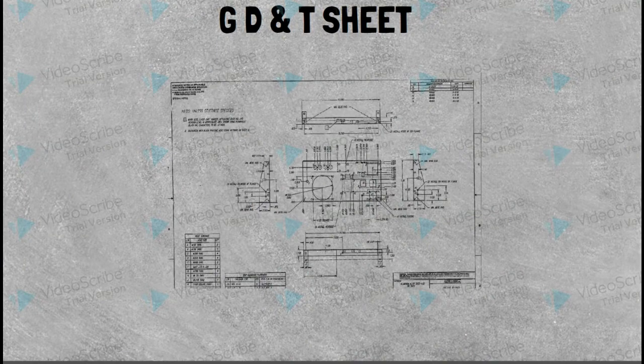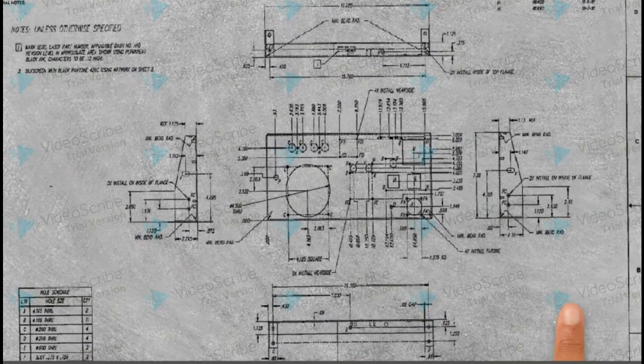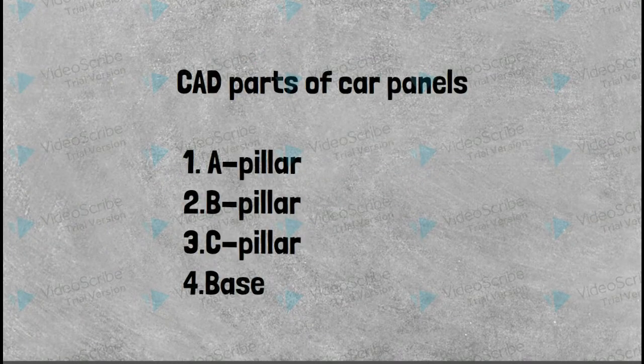There are a total of 14 GD&T symbols which define the position of the panels to be attached and where to exactly fix them. In this sheet you can probably see the dimensioning which has been mentioned on the panel, and there are some symbols which define the position and the other aspects pertaining to GD&T. I told you about the basic things regarding the BIW, but what exactly does it look like after all the designing and the CAD modeling is done? I am going to show you all these CAD parts.